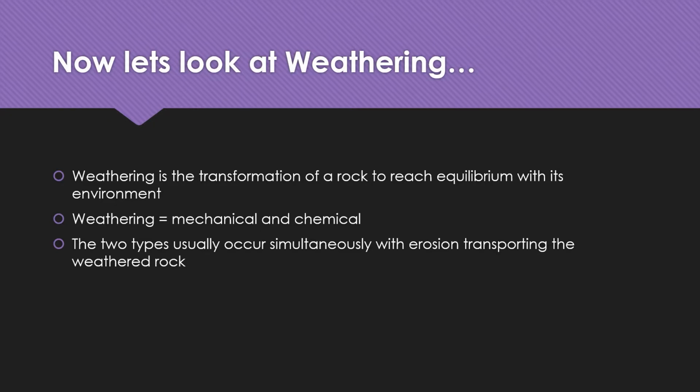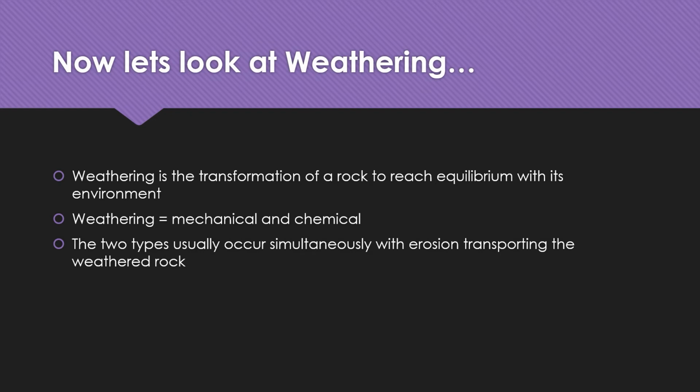Now we're going to move on to weathering. Weathering is the transformation of a rock to reach equilibrium with its environment. Weathering can be both mechanical or chemical, and the two types usually occur simultaneously, with erosion transporting the weathered rock.